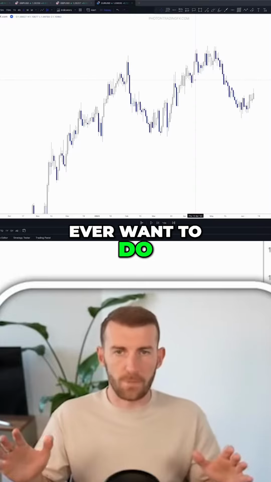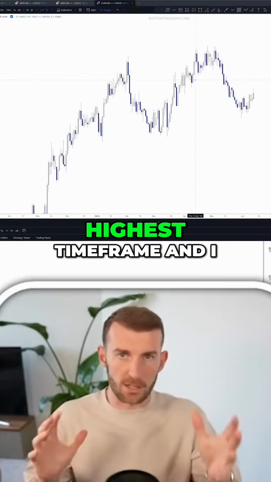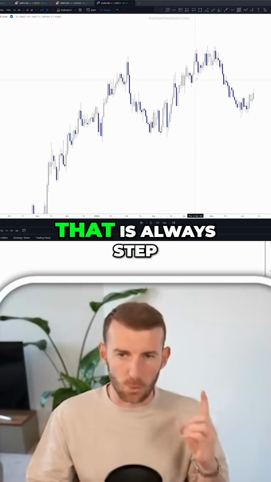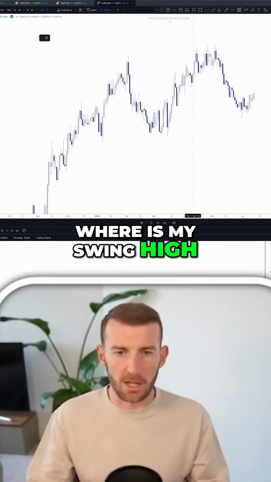So the first thing I always do is go to my highest time frame, and I just want to know what is the current swing range, right? That is always step number one for me. Where is my swing high? Where is my swing low?